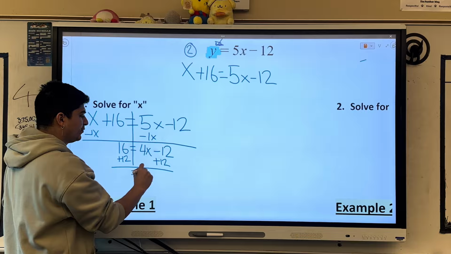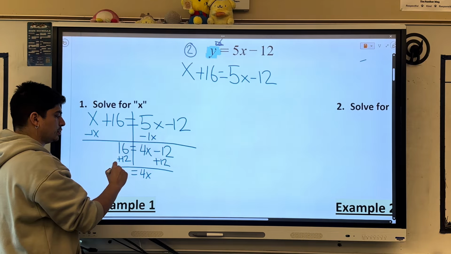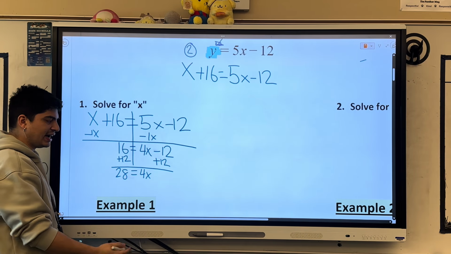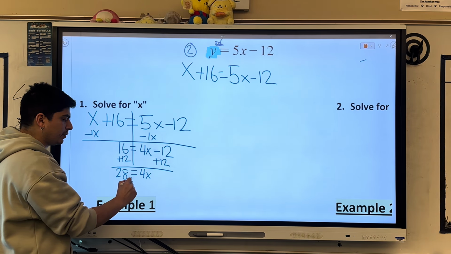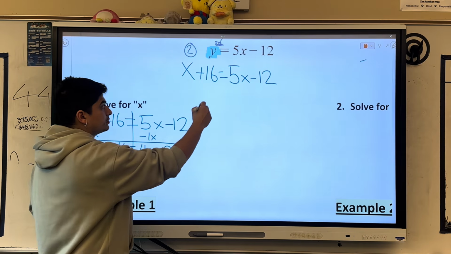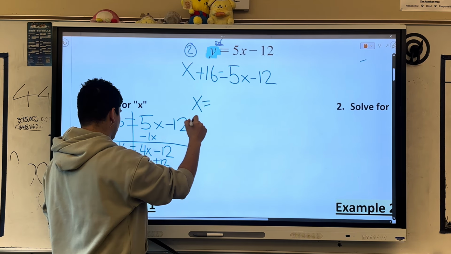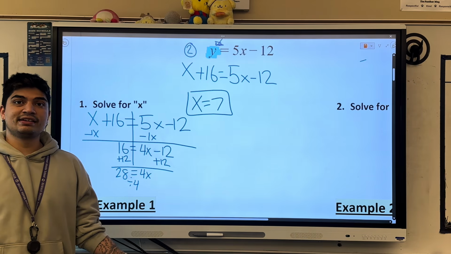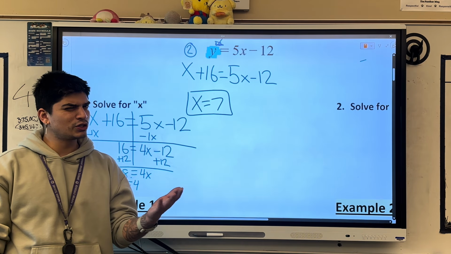And you now have 4x is equal to 28, right? And you're going to just do one last step of dividing. 28 divided by 4 would give you x is equal to 7. Oh my goodness. Am I done? Well, not quite. But you did finish the hardest part.